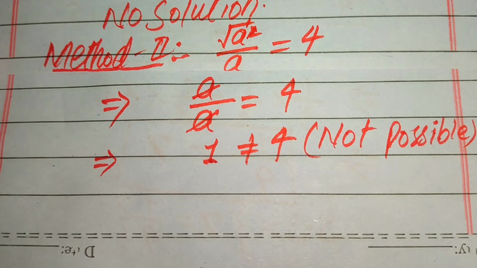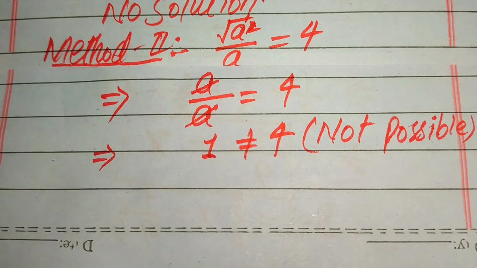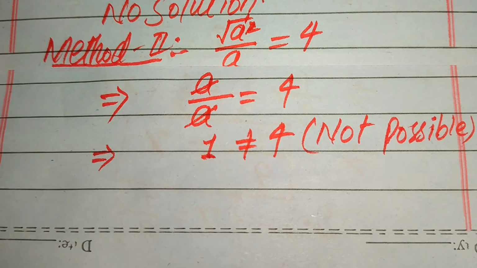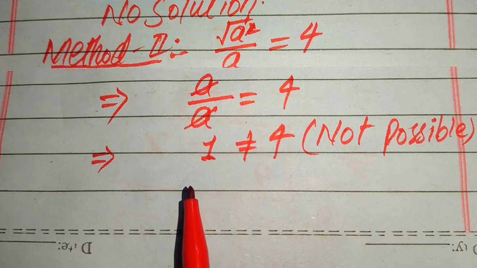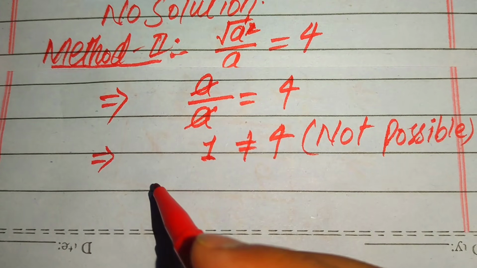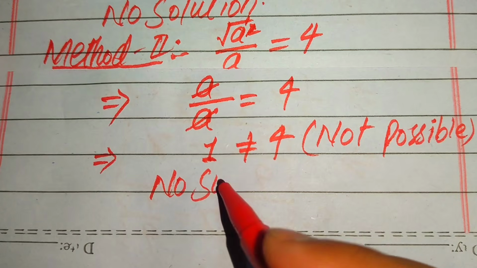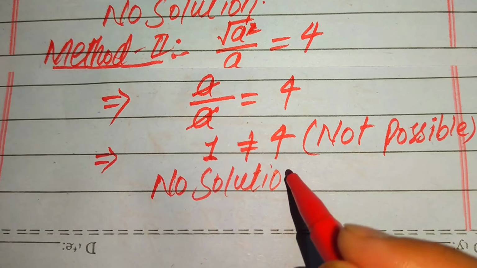So this means that in the second method we cannot get any value of a which satisfies our given question statement. So we finally conclude that this question has no solution in general.